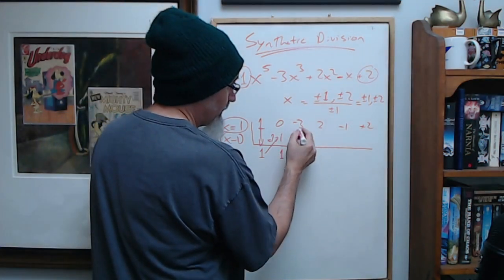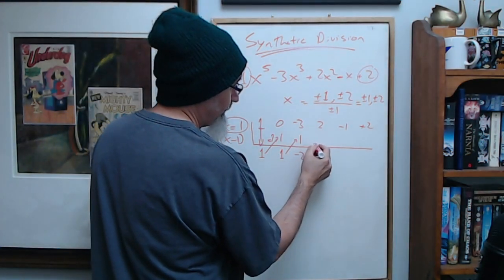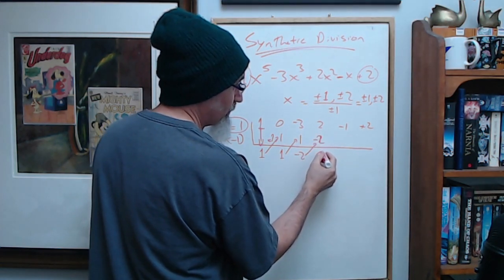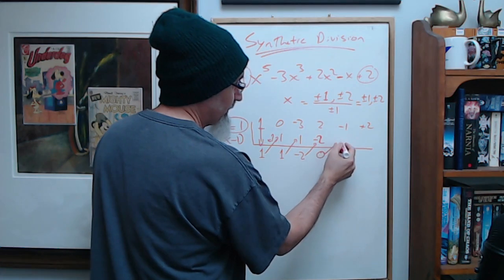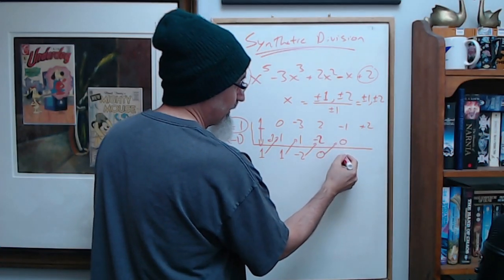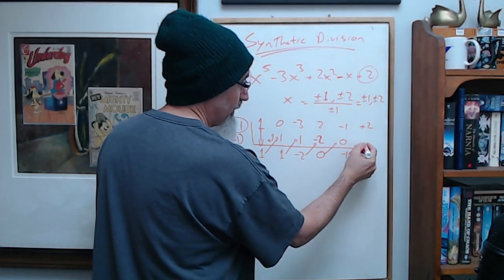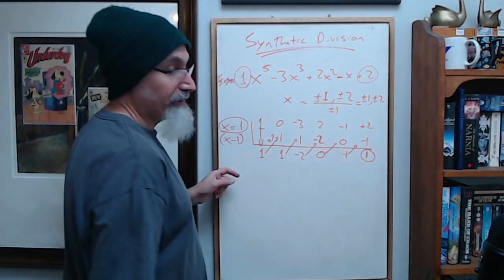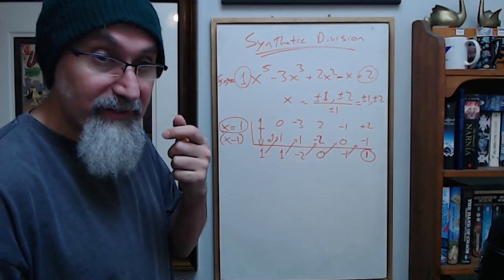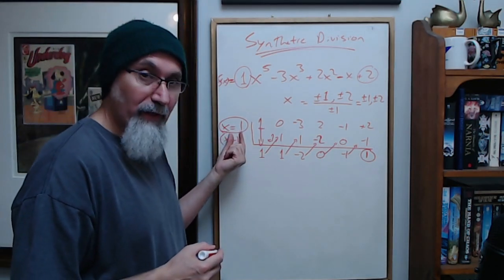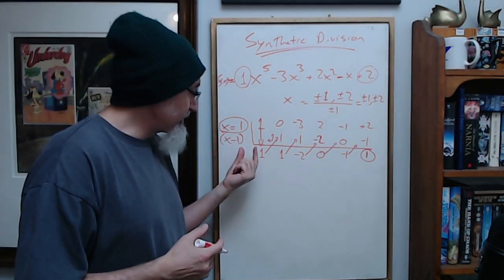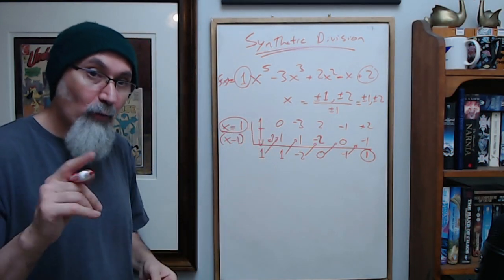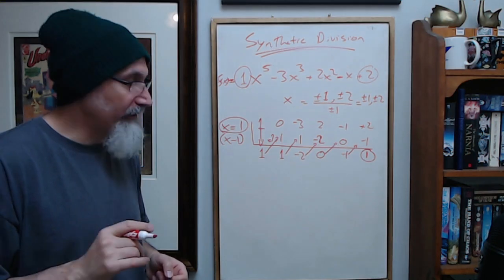1 times 1 is 1. Negative 2. Negative 2 times 1 is negative 2. Add them up, you get 0. Cool. Times 1 is 0. Add them up, you get negative 1. Multiply by 1 is negative 1. You add them up, you get 1. That's not equal to 0. If it equals 0, then x equals 1 would be an x-intercept, and x minus 1 would have been a factor of this. But what this means is the following.